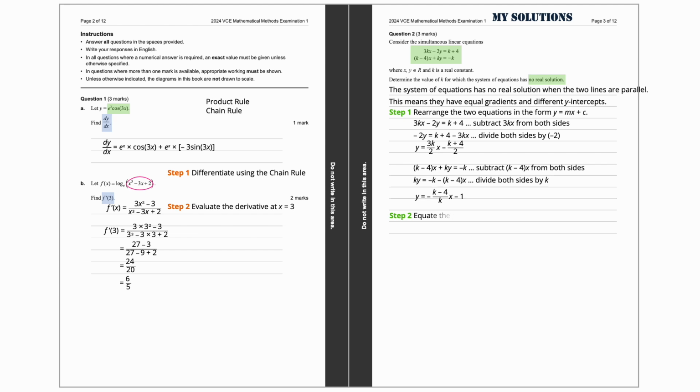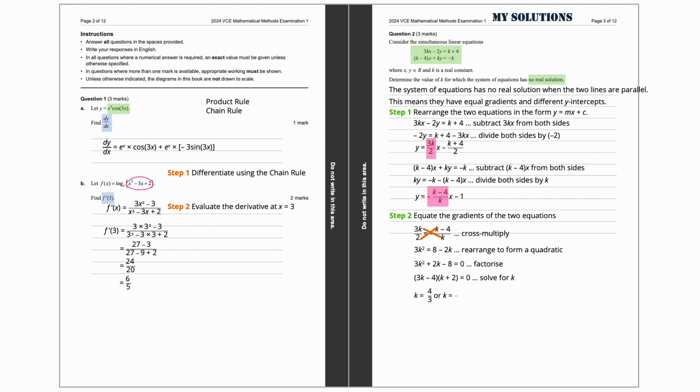Step 2. Equate the gradients of the two equations. This means that 3k over 2 equals negative k minus 4 over k. We cross multiply. So 3k squared equals 8 minus 2k. We rearrange to form a quadratic on the left-hand side, and then we factorize. Using the null factor law, we can solve for k, so k equals 4 over 3 or k equals negative 2.